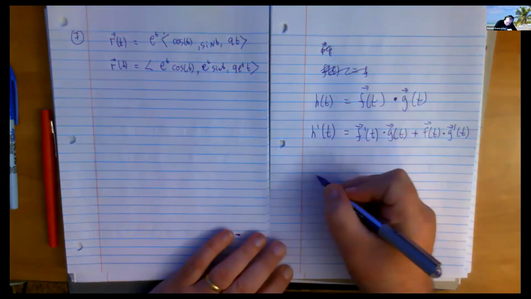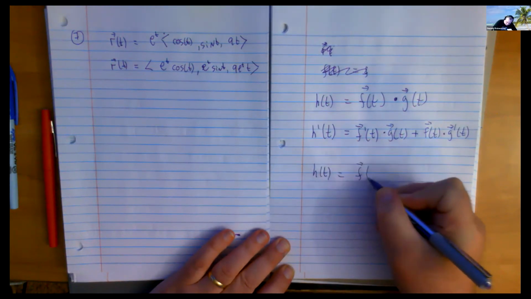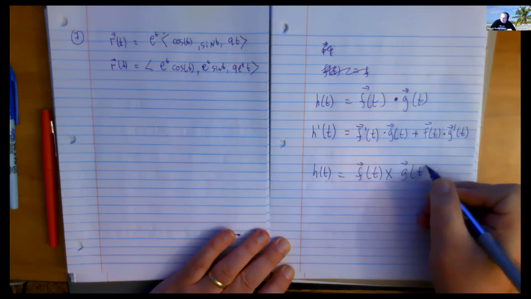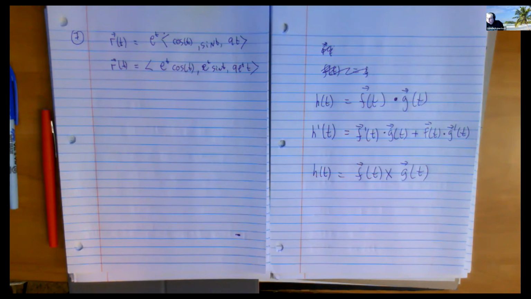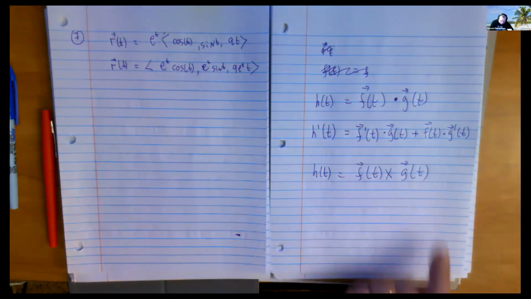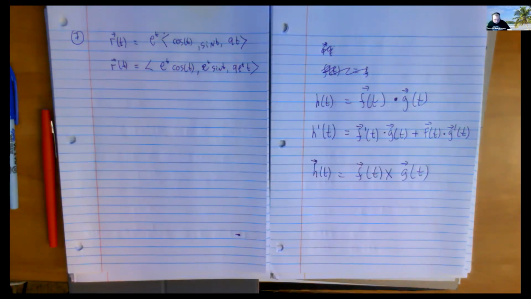And for the last one, suppose you had the cross product of two functions. Got it, right? Now, isn't a cross product a vector? So this would generate a vector. So I should call that vector function h of t.